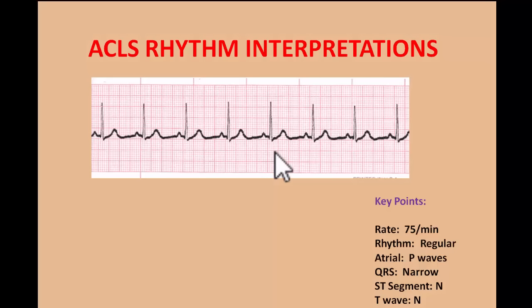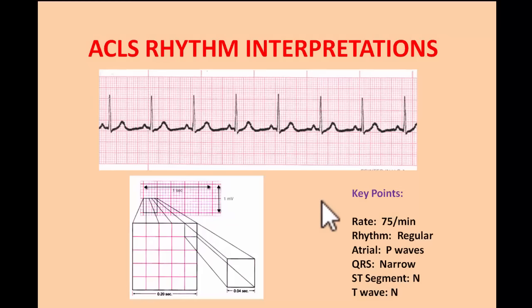So let's go back to our first tracing here. This is a sinus rhythm. Here we have an atrial rate of 75, and we have a regular rhythm. The RR intervals are regular. We have a definite P wave, which is preceding each QRS complex. The QRS complexes are narrow, the ST segment is normal, and the T waves are upright. So this is a normal sinus rhythm. The normal sinus rhythm, of course, does not need any treatment of any sort.